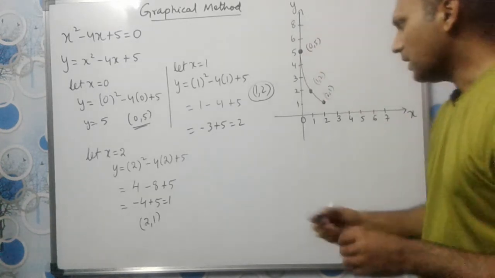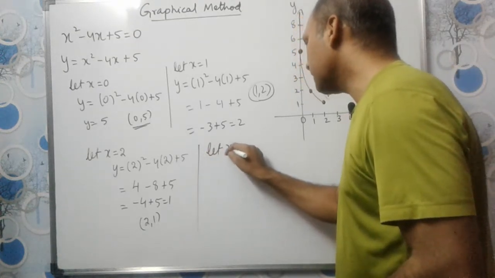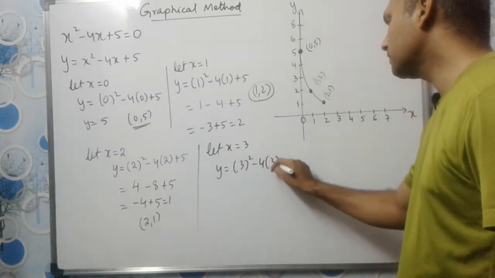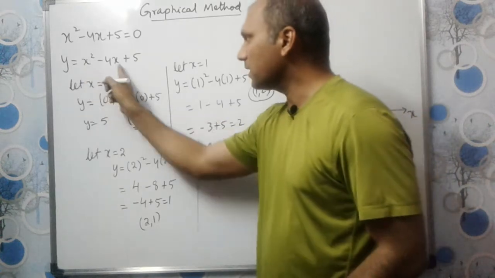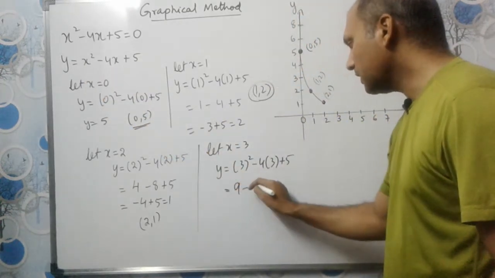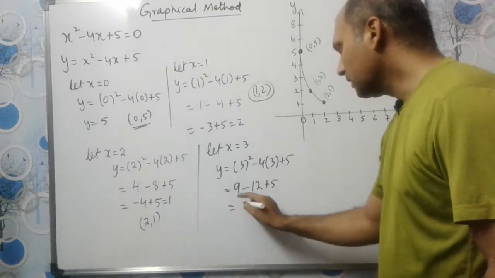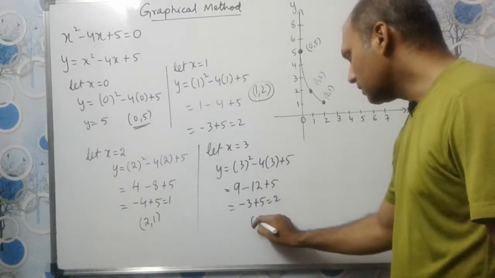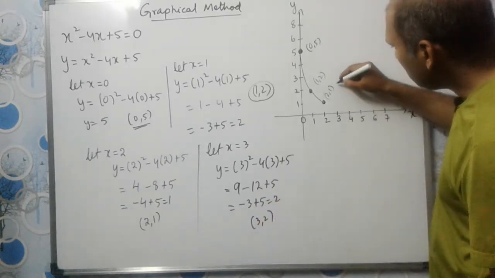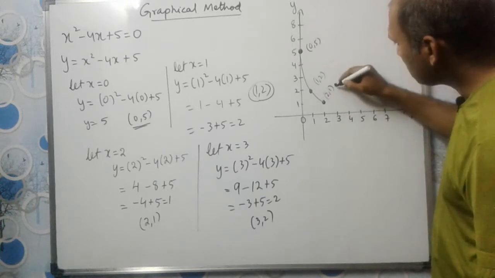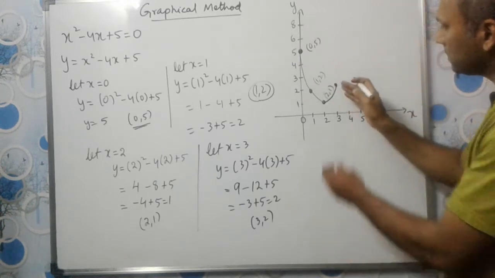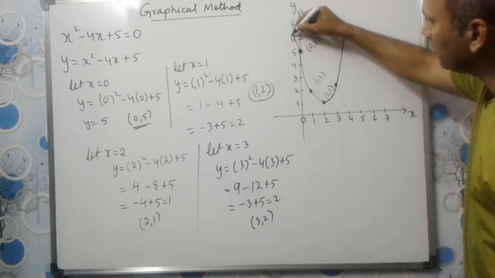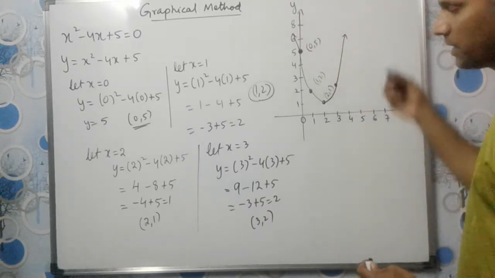Okay. Now let us substitute x is equal to 3. So y is equal to how much? 3 square minus 4 into 3 plus 5, because in place of x we are writing 3 now. 3 square is 9, 4 3s are 12, plus 5. 9 minus 12 is minus 3, plus 5 is equal to 2. So it is 3 comma 2. Okay, this is 2, right? So what happened here? The graph is going upwards again. It is not touching x-axis. It will go like this. This is our U-shaped graph.